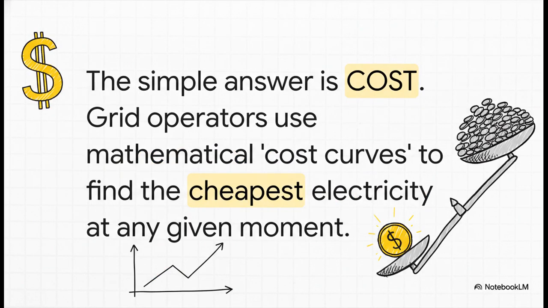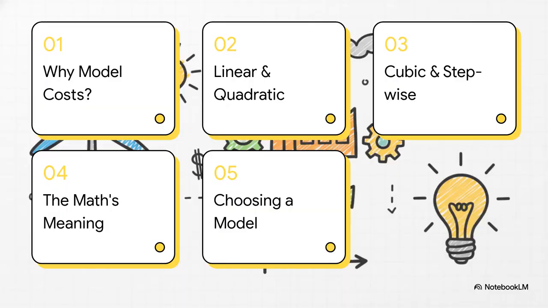Well, it really all boils down to one simple, critical factor: cost. The whole goal is to find the absolute cheapest electricity available at any given second. And the mathematical tools they use to figure this out are called cost curves. So in this explainer, we're going to pull back the curtain on the 4 key models they use to calculate these costs. We'll start simple, with linear and quadratic models, then get more realistic with cubic and stepwise functions. After that, we'll decode what all the math means, and wrap up by figuring out how to choose the right model for the right job.